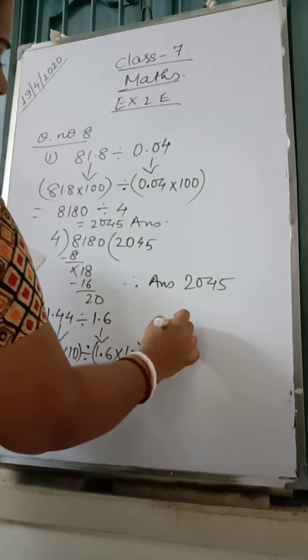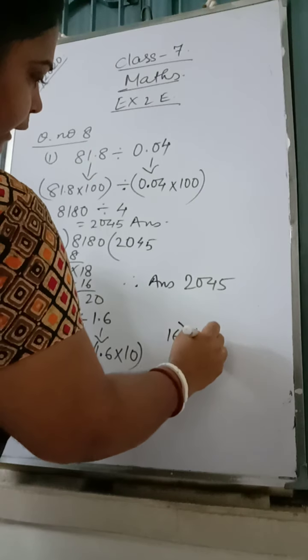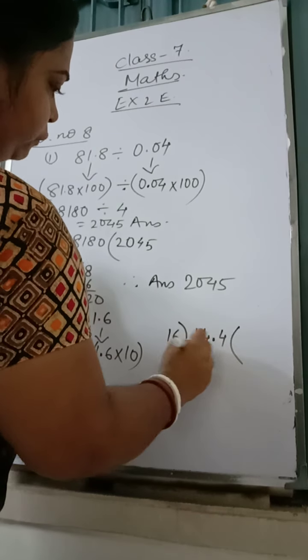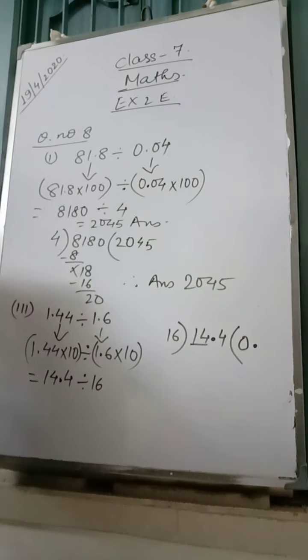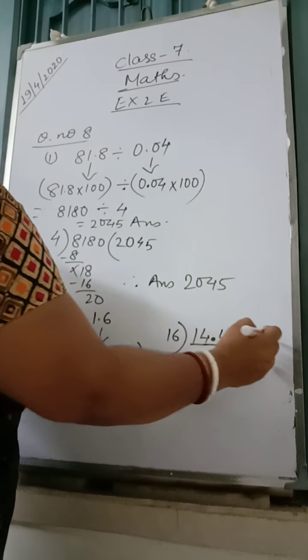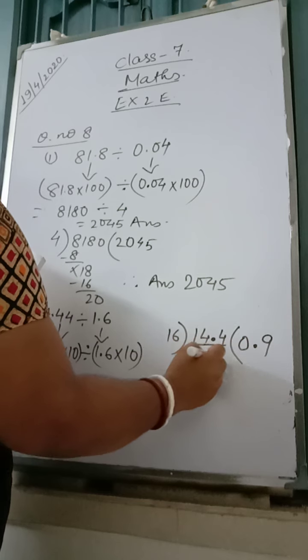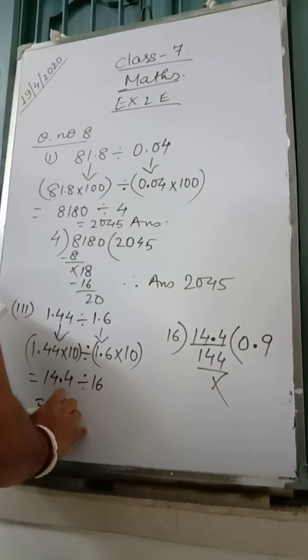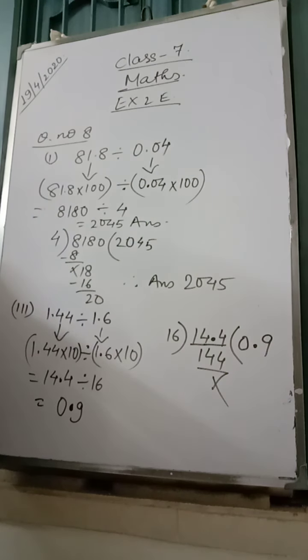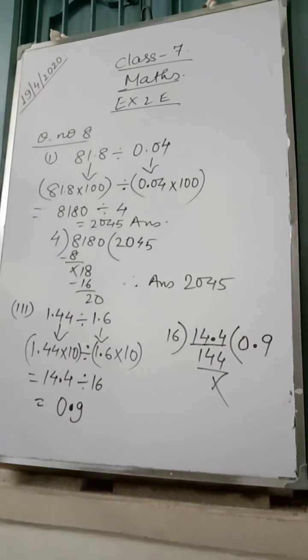Now we'll divide 14.4 by 16. 14 is not divisible, 0. Then there was a decimal, so put the decimal here. Now 144, 16 9s are 144. Cancelled. So the answer will be 0.9. Clear? In this way, we have to solve question number 8.